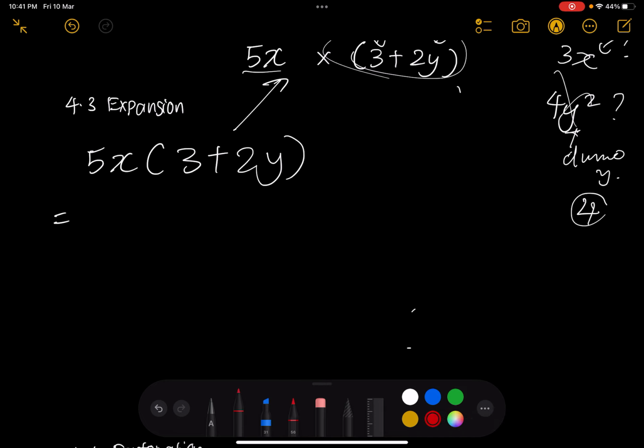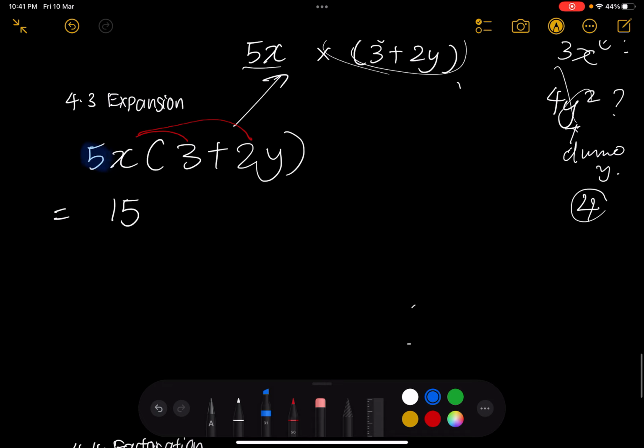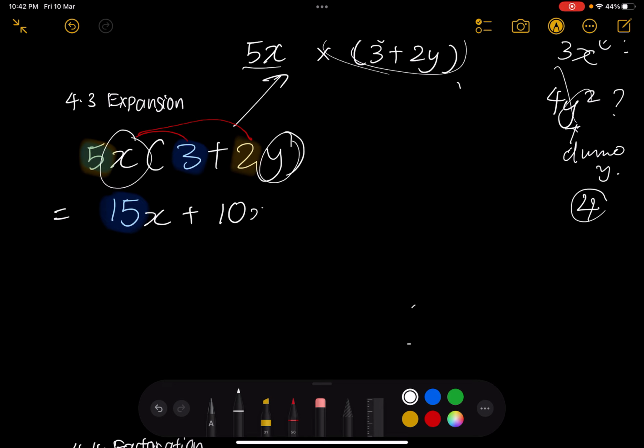Okay, so first thing, if you have this, it means expansion, you have 2 times. So first step, 5 times 3 is 15, right? 5, 3 become 15. Okay, x times 1 become x. Okay, plus, now 5 times 2 become 10. X times y become xy. Simple? Very good. Now, let's do something a little bit more difficult.